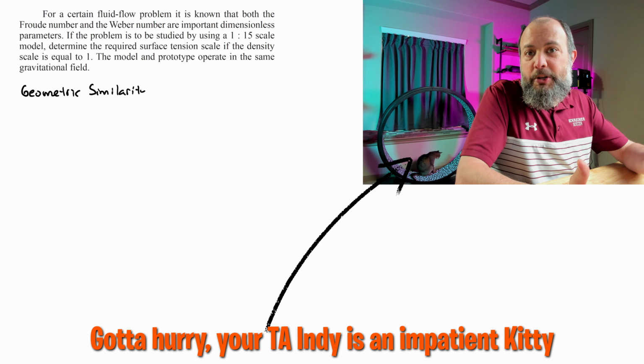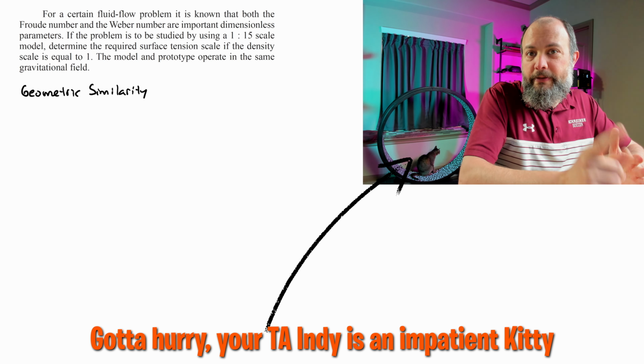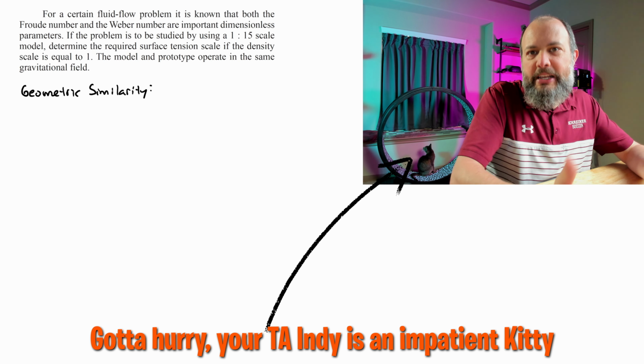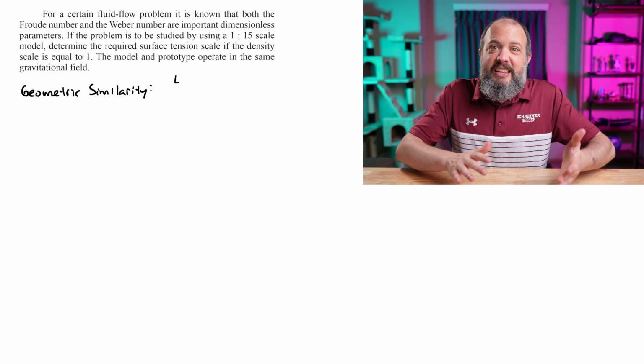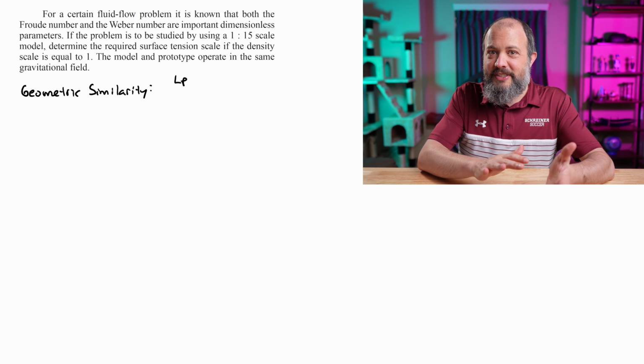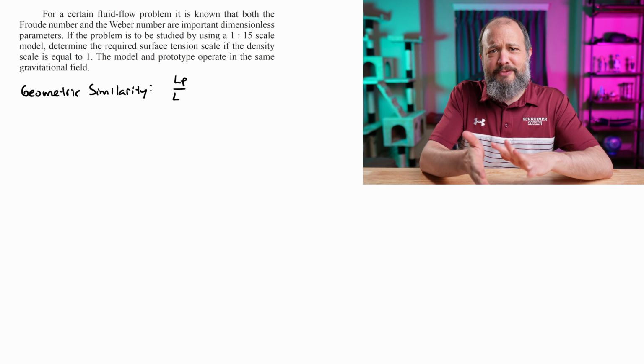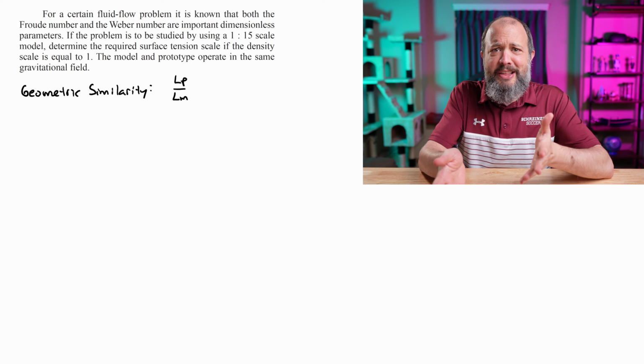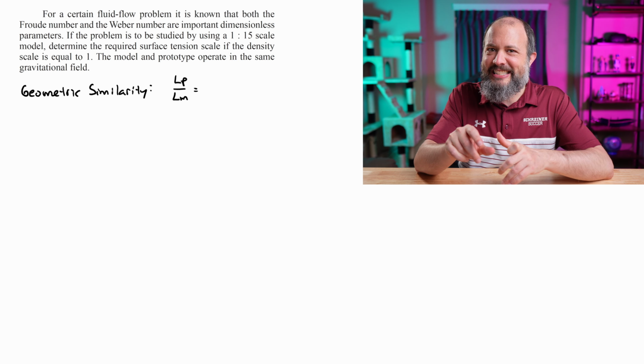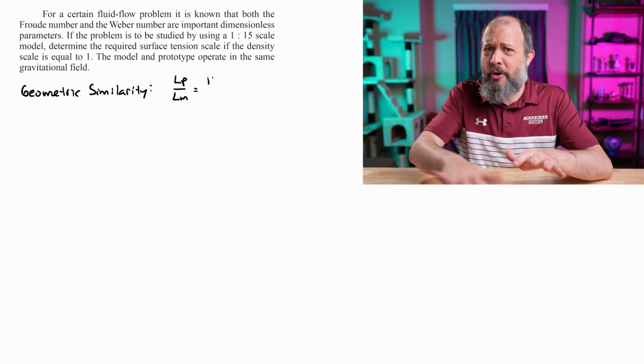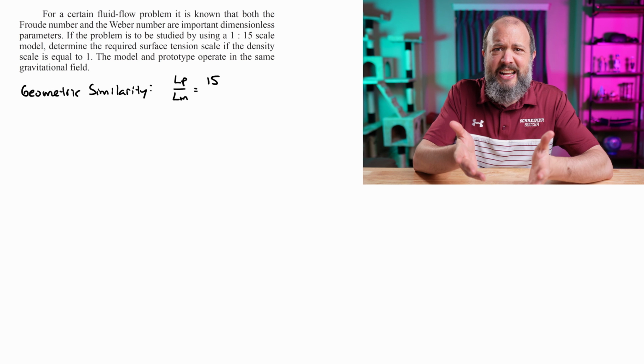But in this problem statement, we're given 2. We say that we want to set both the Froude number and the Weber number equal to each other. And the nice thing is that since we're being asked to find the surface tension scale, that means we don't actually have to find a surface tension table to look anything up. Those values, that lowercase sigma in the Weber number, that'll be part of the final answer. We don't actually need to find it on its own.